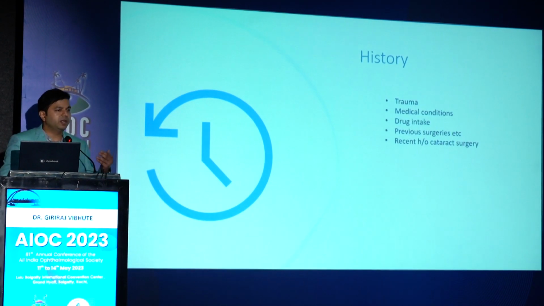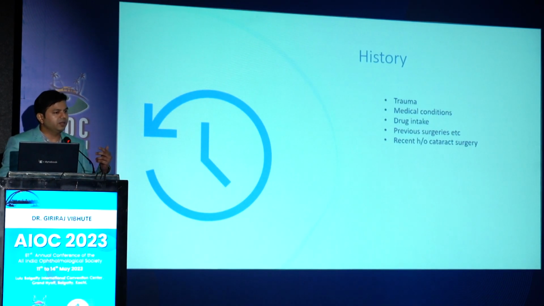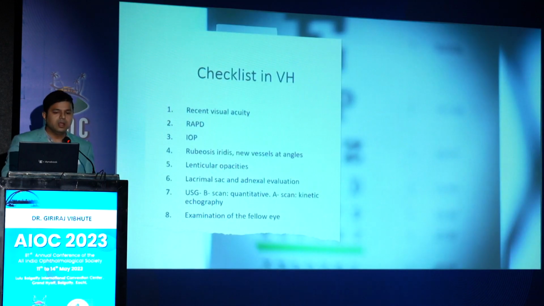I want to highlight the point that after cataract surgery, if a patient is developing vitreous hemorrhage which was not there earlier, you may have to think that if peribulbar anesthesia was given, there is possibility of globe rupture or needle perforation injury. So what is the checklist in case of VH? You have to look for any documented previous visual acuity, presence of RAPD for prognostication, and intraocular pressure. It may be low or it may be high.